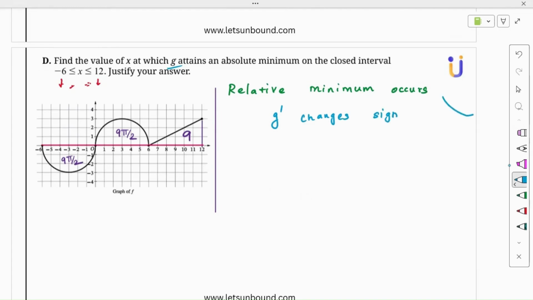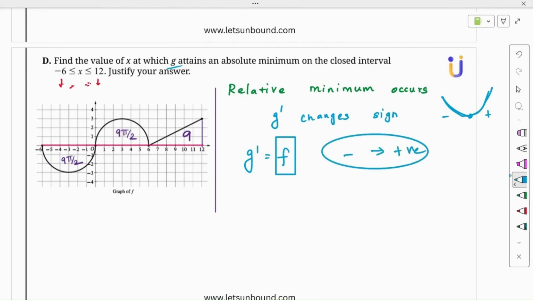So that is a decreasing to increasing manner, something we need here, right? If that is the relative maximum, this is also a sign change, positive to negative. So you need a sign change, and it also has to be negative to positive, right? So let's see where it is negative to positive. G prime equals F. So I need to go and check F where it changes from negative to positive.